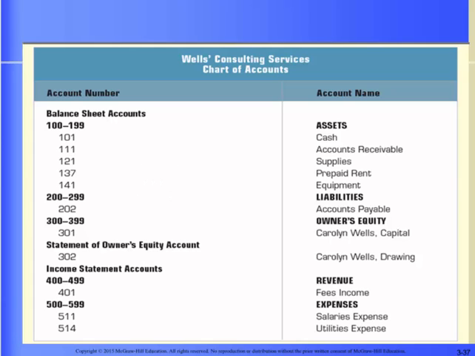Accounts that begin with a 1 are assets. Numbers that begin with a 2 are liabilities, etc. Notice that spaces between account numbers allow you to add new accounts or make other changes to your chart of accounts as time passes.